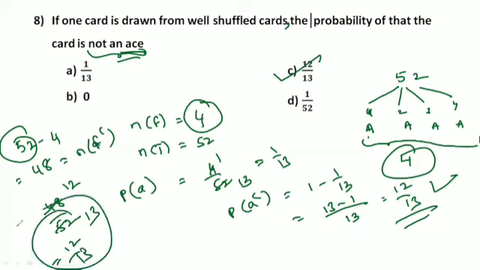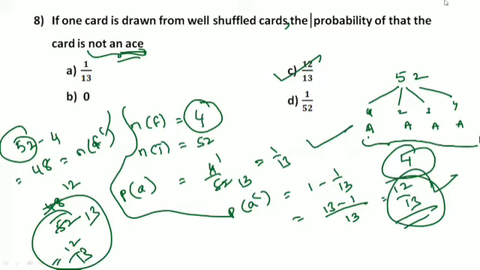So like this also you can do, children. There are two ways to do this here. Directly you can do like this, and first of all you can find the probability of getting an ace, and later by subtracting this probability from the whole, then you will get the answer. Any doubts? Now, let us go to the next problem now.